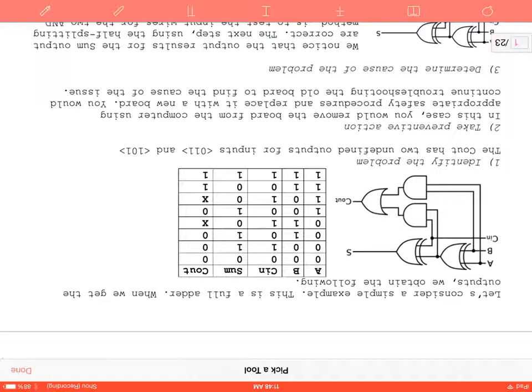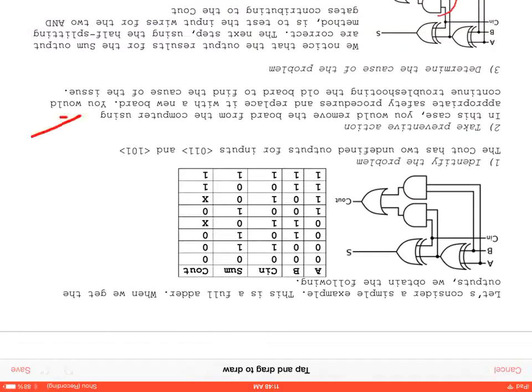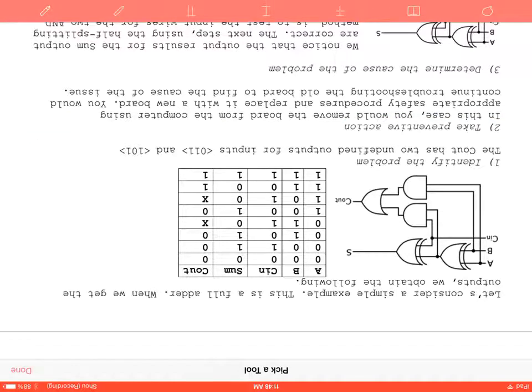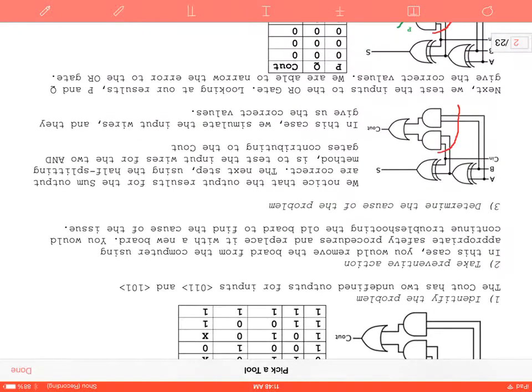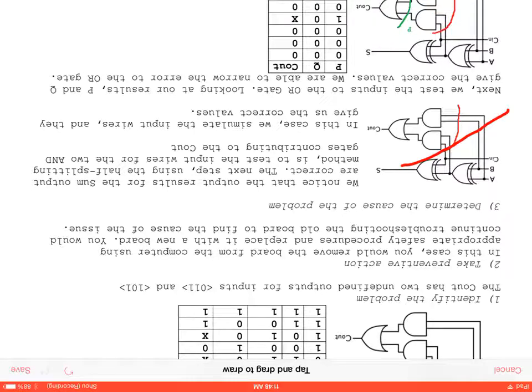So you take preventative action, like I described in the Navy. You don't have to write all this out, you don't have to write this spiel, but you do want to take preventative action because that's a good fundamental to have. Now determine the cause of the problem. The first thing we do is split it in half here. We know that our sum is correct, and we know that our inputs are correct, so the first thing we can eliminate is that our error is not XOR gates.